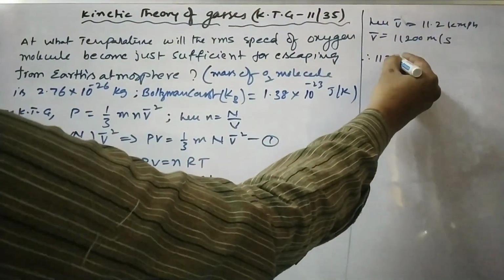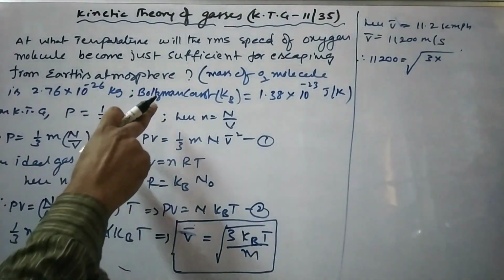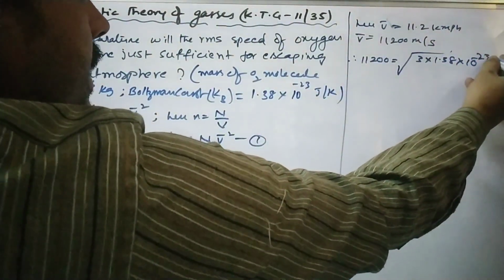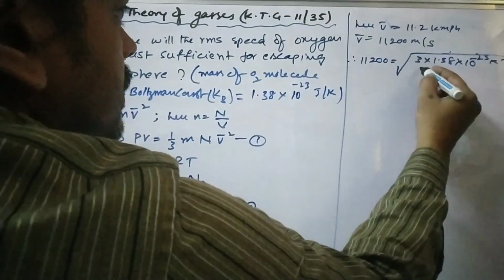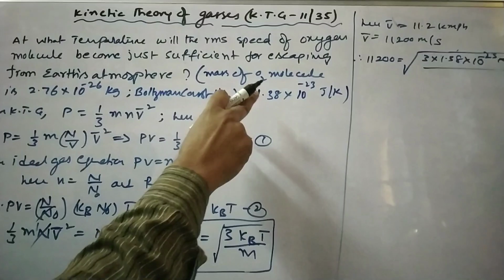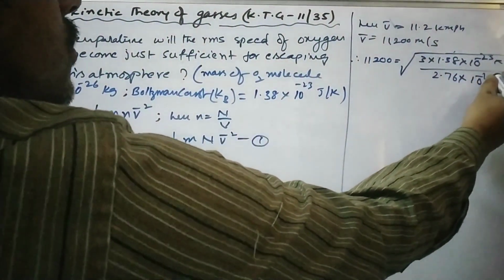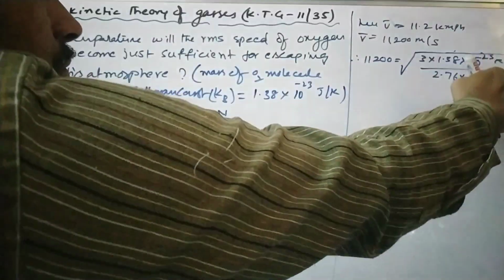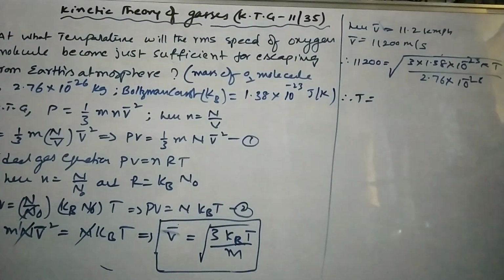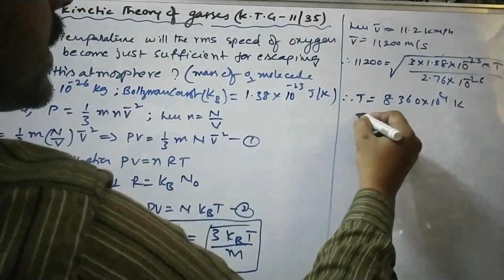Therefore, 11,200 is equal to the square root of 3 Kb T by m. Kb is the Boltzmann constant, already given, with value 1.38 into 10 power minus 23, and T is the absolute temperature. Here m is the mass of the oxygen molecule, already given: 2.76 into 10 power minus 26. Now you should calculate T. Then finally, while doing the calculation, you get the answer 8.360 into 10 power 4 Kelvin. That's it.